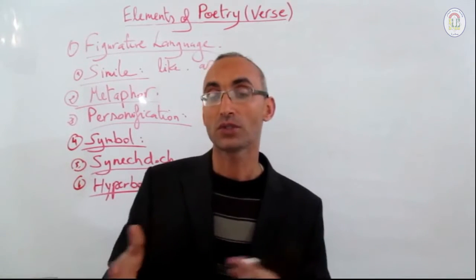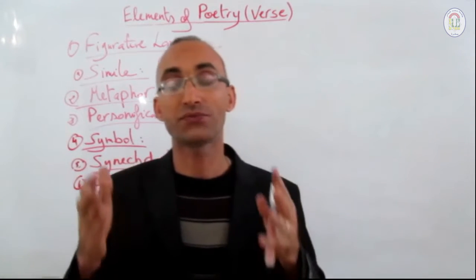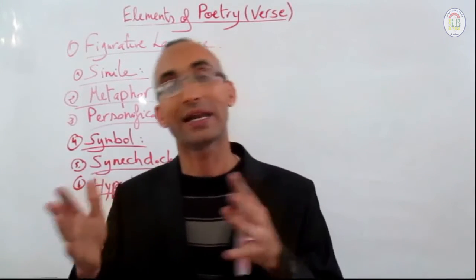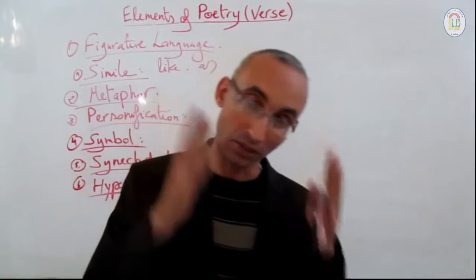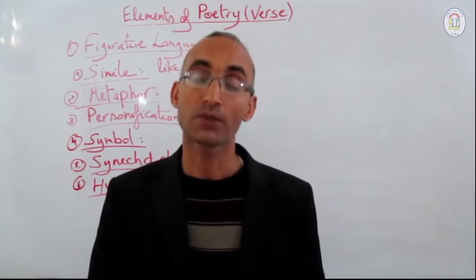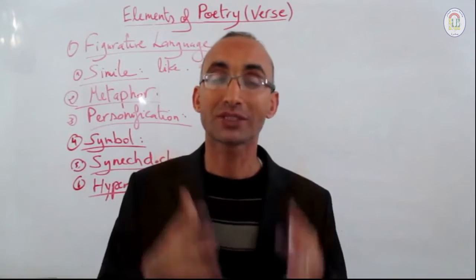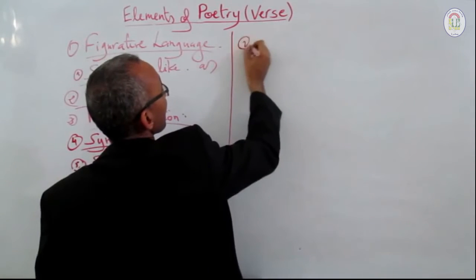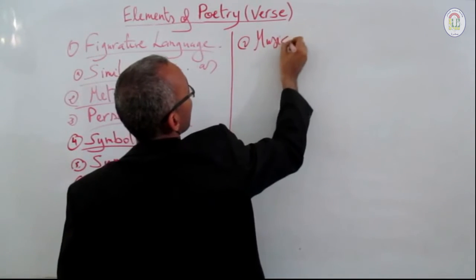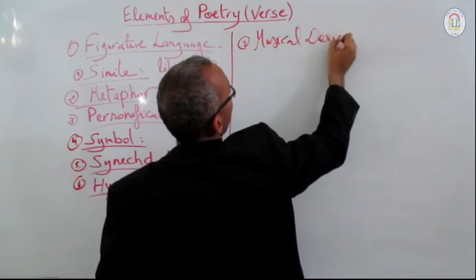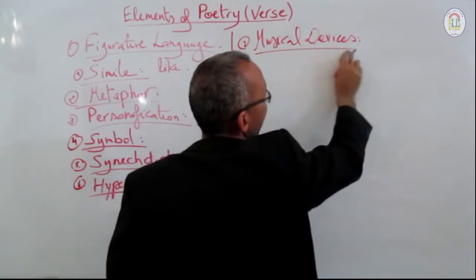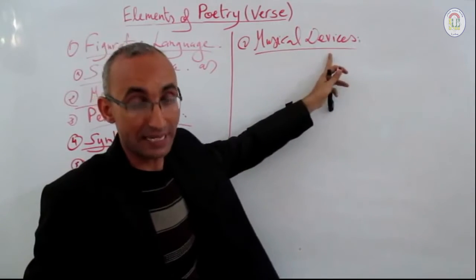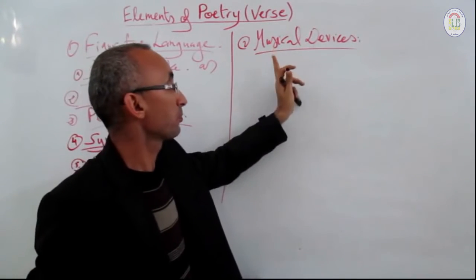This is concerning the first key feature, which is figurative language. Now we move on to the second key feature, which is the use of musical devices. Musical devices or sound devices. Sometimes they are called sound devices, sometimes also acoustic devices, acoustic sound or musical devices.